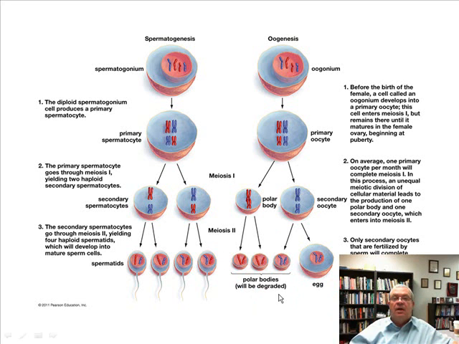Same thing here. 1 egg cell out of the 4 daughter cells, the other 3 are called polar bodies, and it says they'll be degraded. That means taken apart, their molecules recycled, used for other purposes. All right, that's our introduction. Let's go on back to the lesson material.